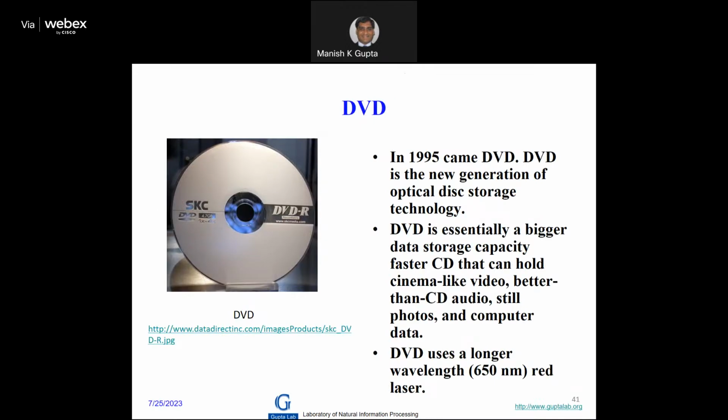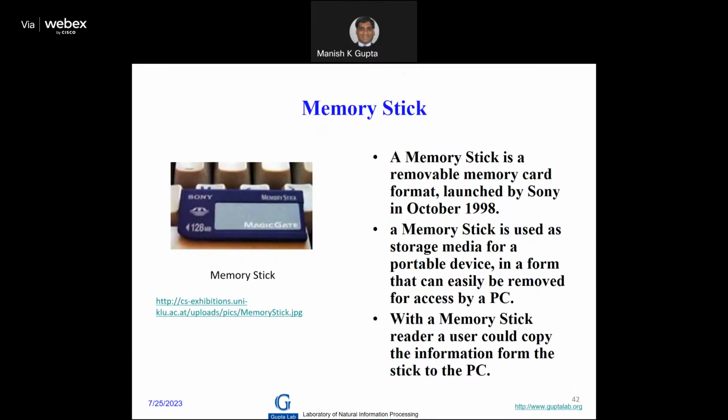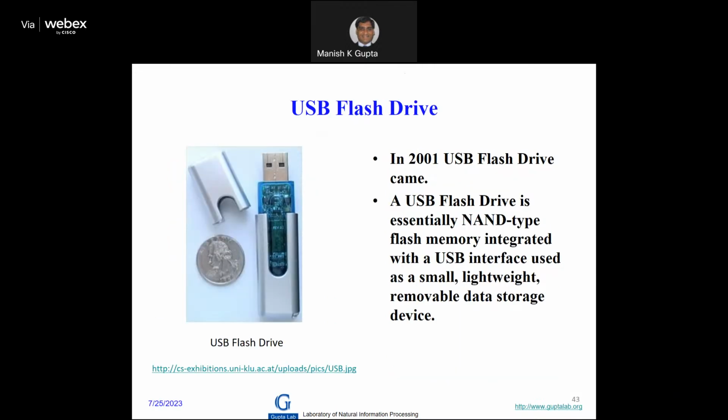DVD movies, so you must have seen them, right? This is something very common, I guess. Memory stick by Sony. One company, Philips Research, has done a lot of work on storage actually, and I will show you one of the persons who has done a lot of work there. By the way, USB flash drive is a really remarkable thing that appeared in 2001, right? So now you can carry data on your small disk, right? Pen drive. This is something really remarkable.